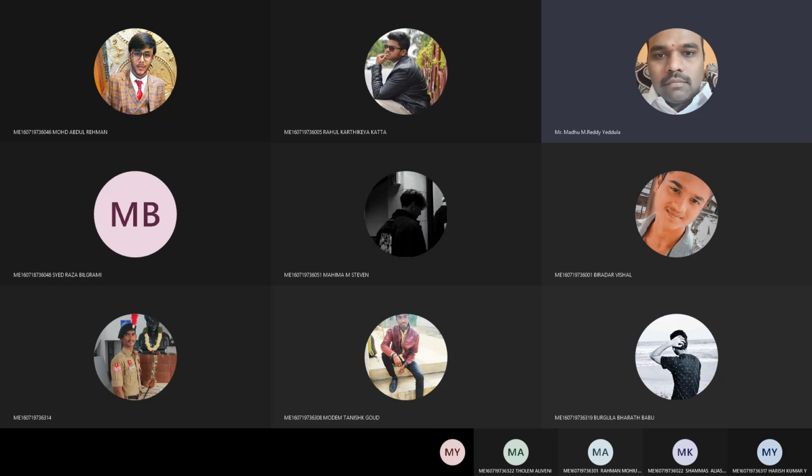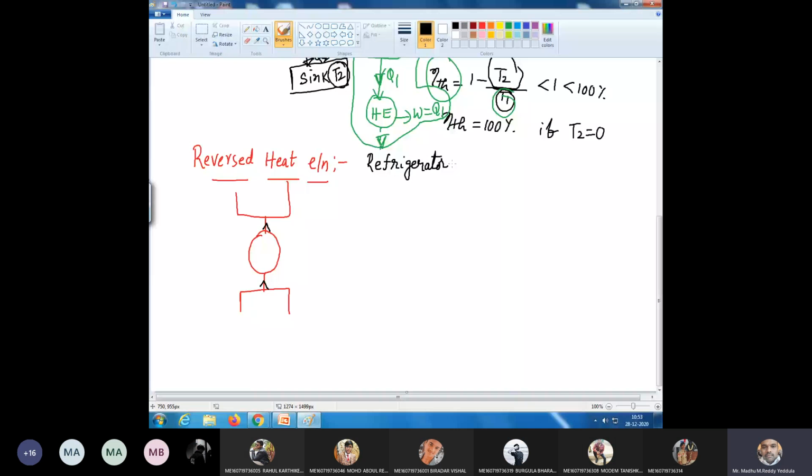We used to call it a fridge in our daily life. Refrigerator and heat pump, both are devices that work on reversed heating. So let us say we can take the refrigerator first, right? So what is this one? This is the sink under temperature T2, and this is the source under temperature T1.